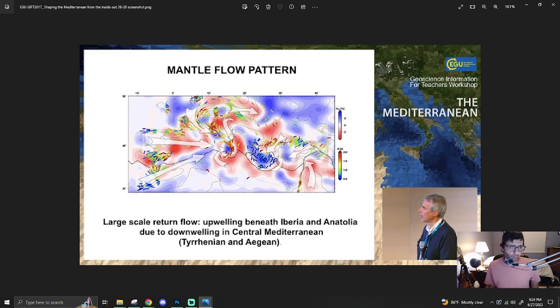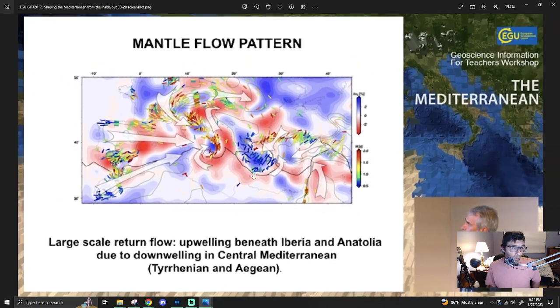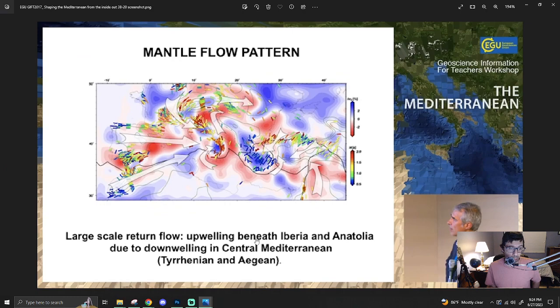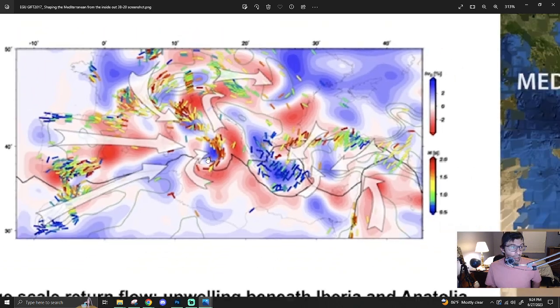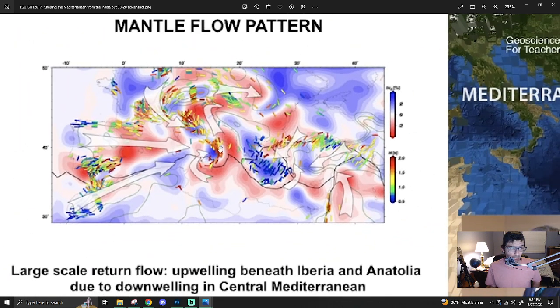Oh yeah, I took a picture of this though because it had what may be current flows in there, across there. Like it's relatively showing the current flows wrapping around there at the end generally. I'm not sure what these arrows are. Large-scale return flow upwelling beneath Iberia and Anatolia due to downwelling in central Mediterranean. So a lot of things are flowing to, I guess, Italy? Is that where Italy is? I'm not sure.